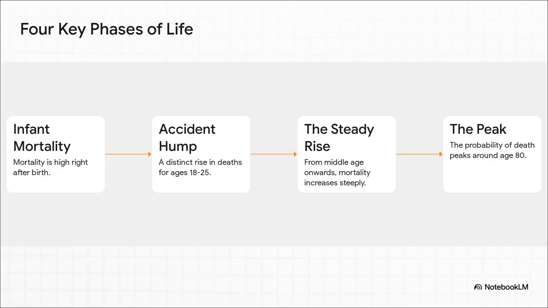First, you see that sharp spike right at the beginning. That's infant mortality. Then, thankfully, the risk plummets and stays low for a while, until you see this distinct rise in the late teens and early 20s. That's often called the accident hump. From middle age on, things change, and the probability of death starts a long, steady, and steep climb, which peaks around age 80. Now, after that, the curve falls. But that's not because it's suddenly safer to be 90, it's just because so few people from that original group have survived that long to begin with.